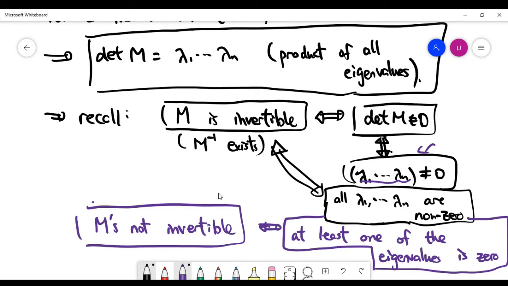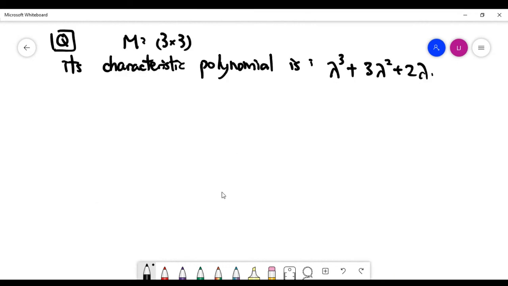So you can look at all these connections between the invertibility of a matrix M, the determinant of the matrix M, and also the set of eigenvalues of M. And let's look at an example now. Please look at the current problem. I'm not giving you the matrix M. I'm only giving you the characteristic polynomial of the matrix M. And can you give me some properties of the matrix M based on that?